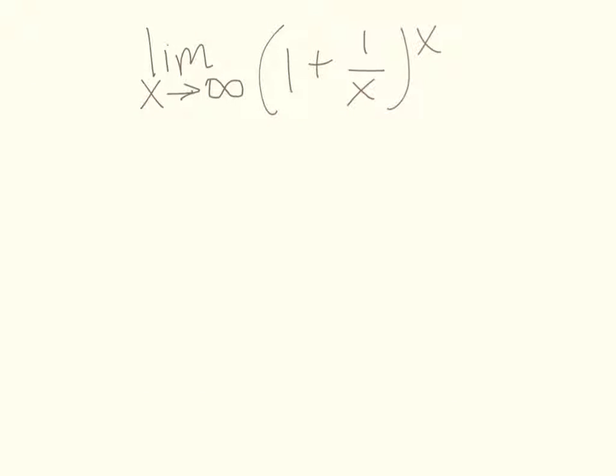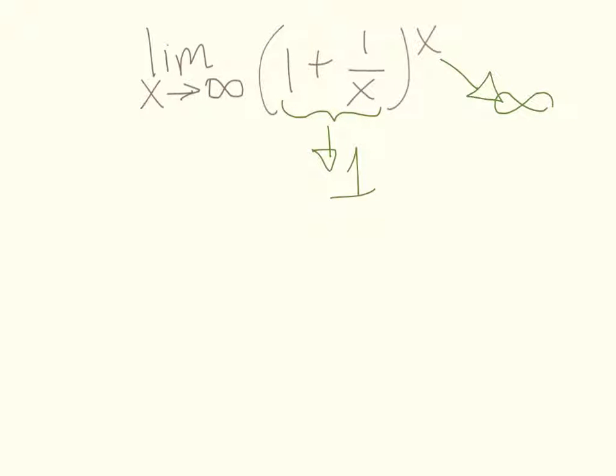You're probably familiar with L'Hopital's rule, which helps us find limits of indeterminate forms, such as infinity over infinity or 0 over 0. Here's a limit that's a little bit trickier than that. Take a look at this expression. As x goes to infinity, this part inside the parentheses gets closer and closer to 1, while at the same time the exponent is going to infinity.